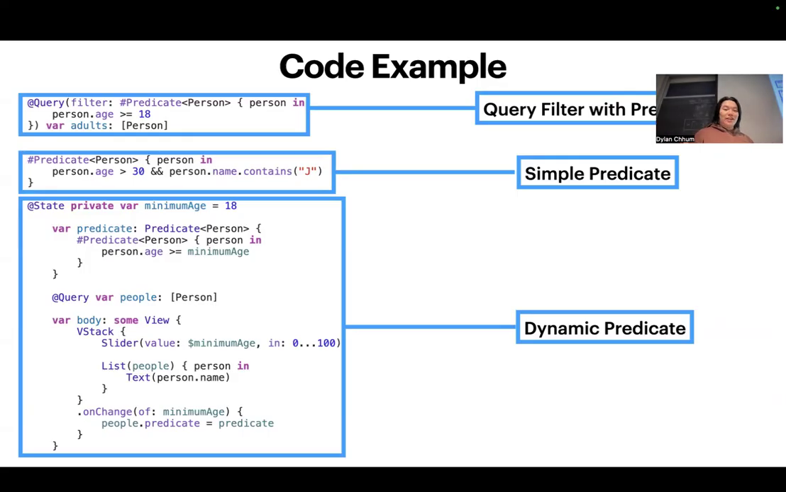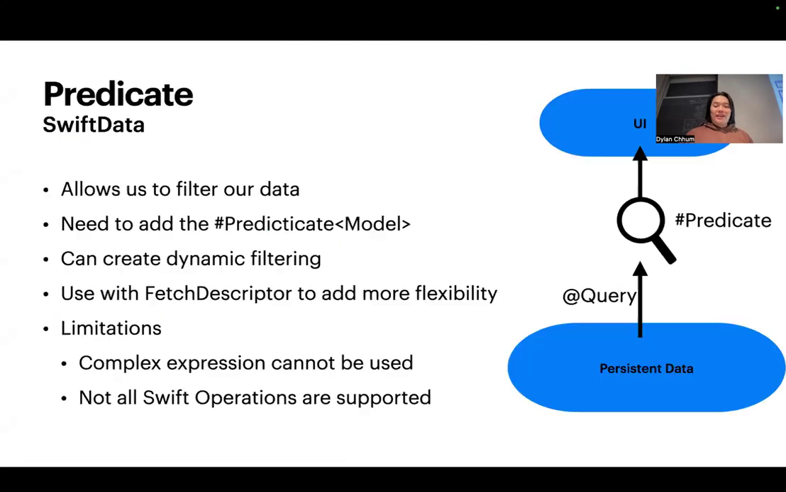Other simple predicates you can create: you can create a predicate into a variable and then use that to reference in your query filter. But a predicate is simply a filter that you can add to your query search. So a query would fetch all the data, while a predicate would then filter the data that you see in your UI. Some limitations with predicates is that you can't use anything too complex. It works like true or false. You can use all those sorts of operations, but there are still some limitations to what a predicate can search within your models.